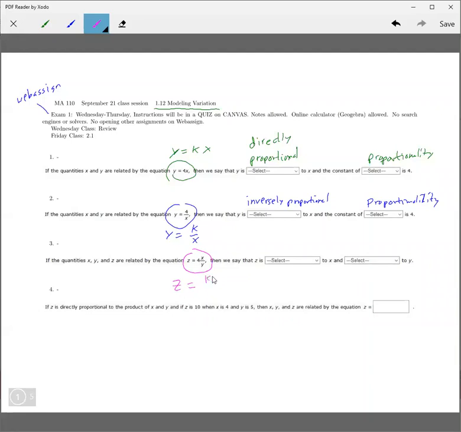So basically z is equal to kx over y. Now when you have this situation, you're only going to have one constant, even though there are 2 variables here, because if you got 2 constants, they could just be absorbed into one constant. So z is directly proportional to x and inversely proportional to y, because y is in the denominator and x is in the numerator in this case.